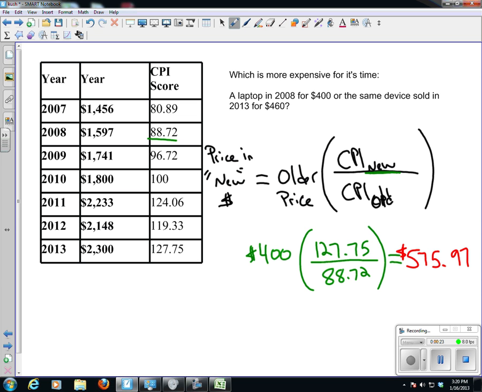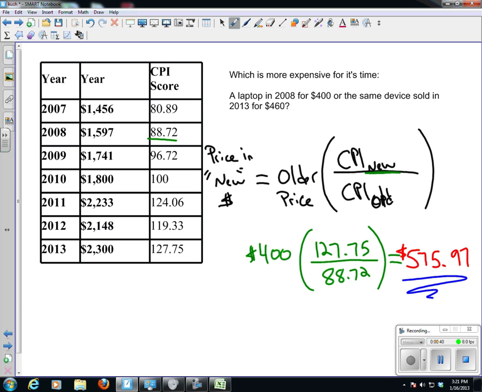Because one thing I can say after seeing this on exams multiple times is that the thing that students often mess up with a problem like this is not actually doing the math or even setting the problem up. It's knowing what this final answer means. So we have $575.97. What does that mean? Is the computer more expensive or not?